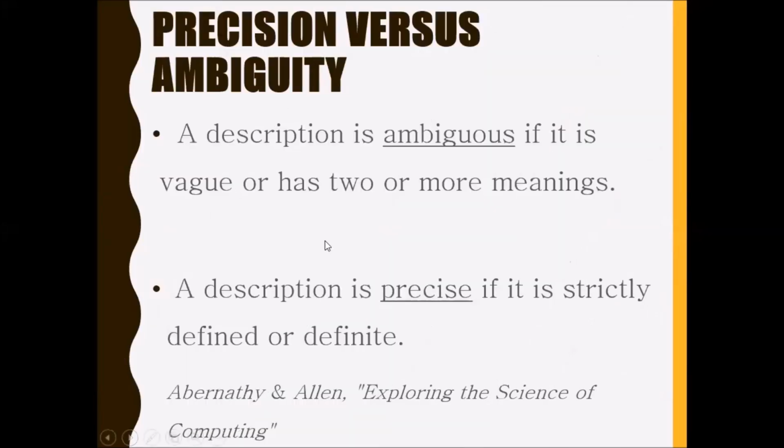All right. So we're looking at precision versus ambiguity. A description is ambiguous if it is vague or has two or more meanings. We would have looked at this in class. A description is precise if it is strictly defined or definite. All right. Find the area.